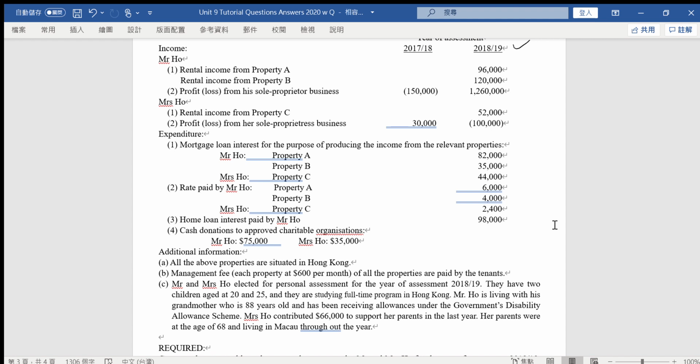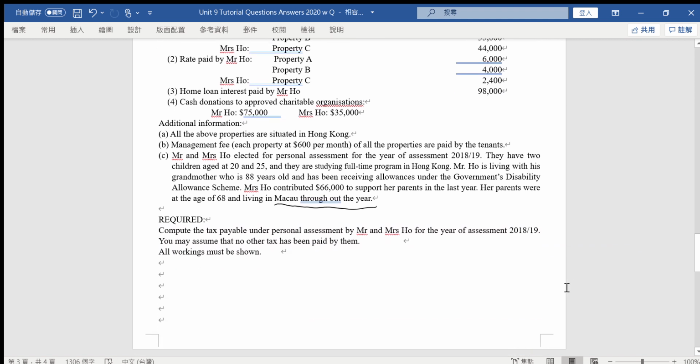Her parents were aged 68 and living in Macau throughout the year. Now, be careful. Although these parents were aged 68, and Mrs. Ho contributes 66,000 to them, one of the requirements is that these parents ordinarily reside in Hong Kong. Okay, that's why that doesn't fulfill the requirement. That's why when you calculate, don't include this allowance.